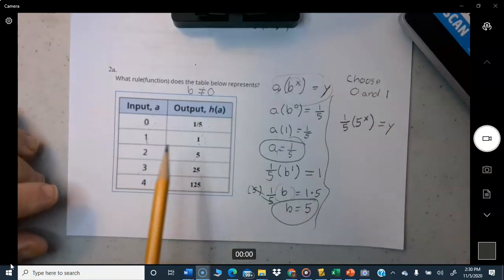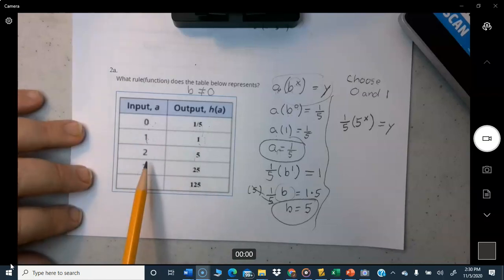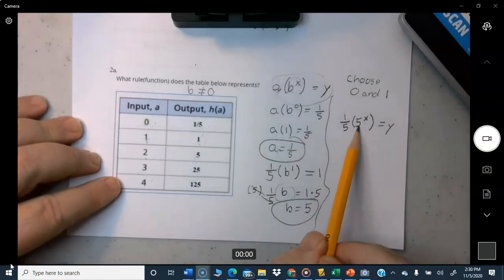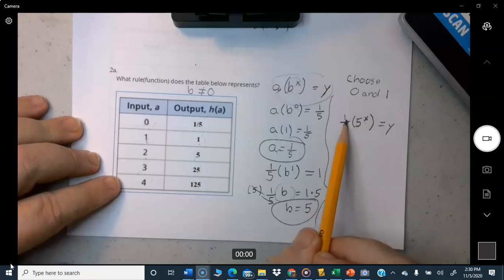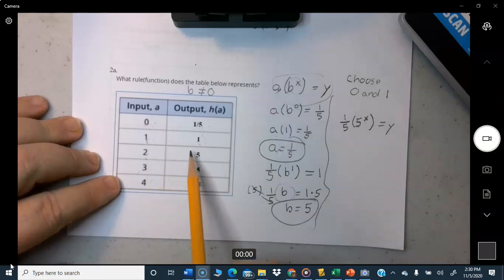So now you can test. You don't even need to have an answer key. You can just check your own work. Let's see if it works. If we put 2 in for x, we should get 5. Let's see. 5, and there's a 2 there, so 5 squared is 25, and 1/5 times 25 equals 5. So yes, 2 leads to 5.